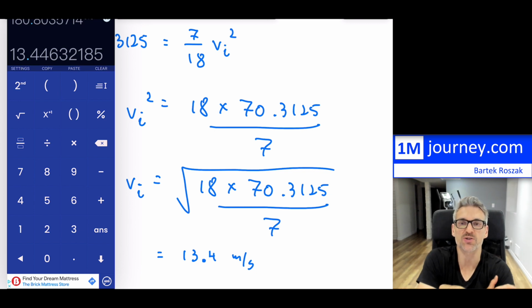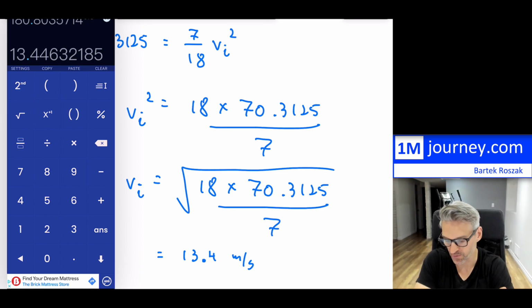This one was an interesting concept that might give you a little bit of a headache, but once you see it, you'll know what to do.